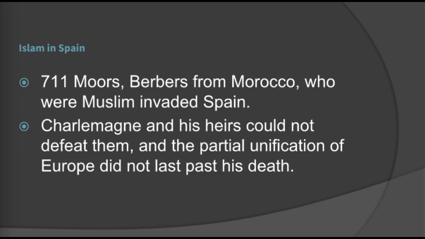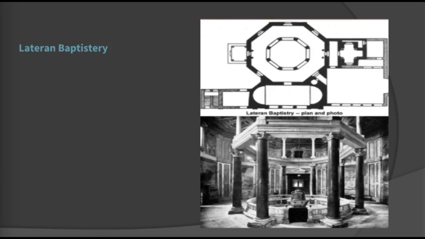Spain is always a very interesting place because it's always had quite a bit of Islamic influence. And in Islam, math and architecture are extremely beautiful, well-defined and advanced. And so in 711, the Moors, who were Berbers from Morocco, invaded Spain. Charlemagne and his heirs could not defeat them, and partial unification of Europe did not last past his death.